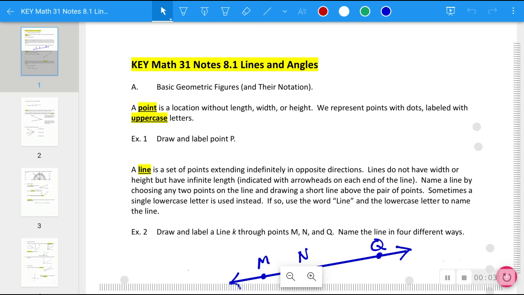Peterson's Math 31. This is notes for section 8.1, and we're going to learn quite a bit of introductory geometry here, having to do with lines and angles, first of all.